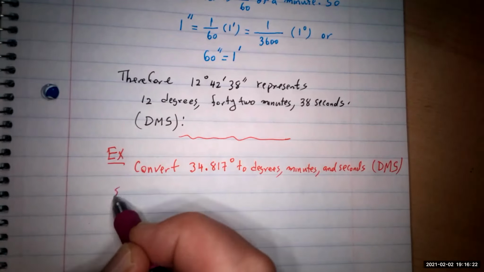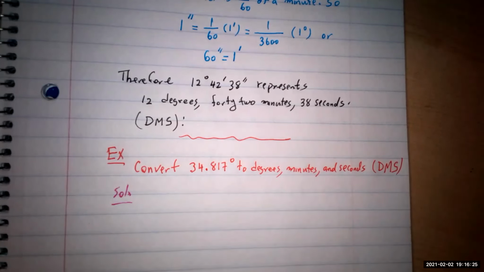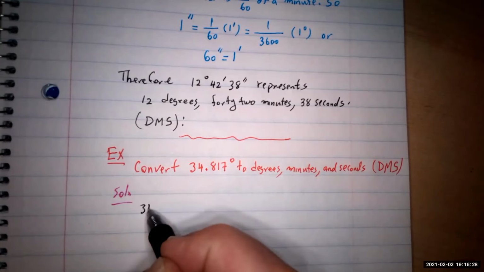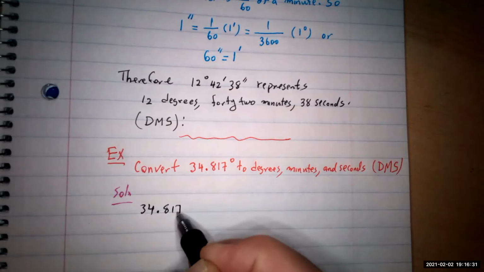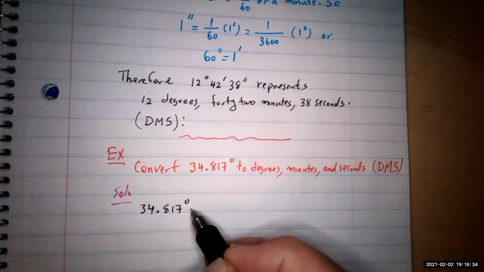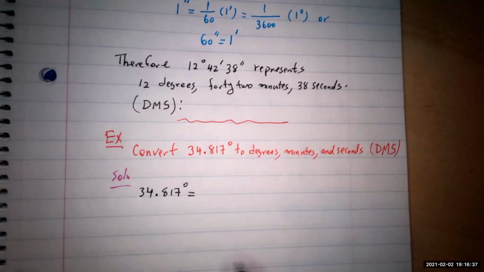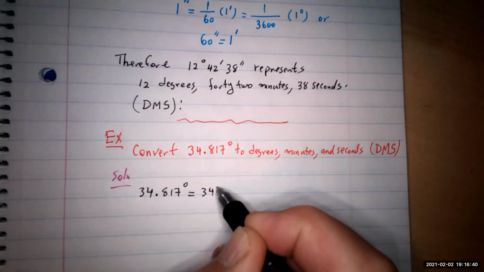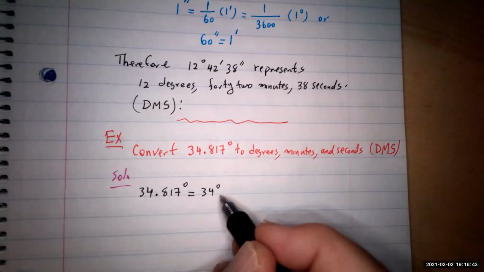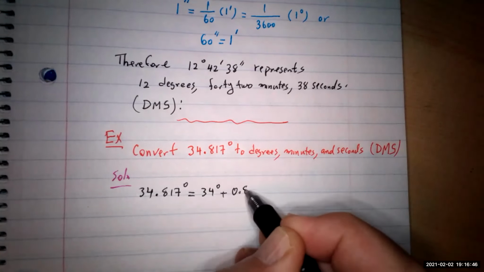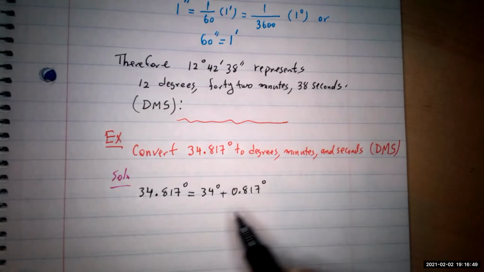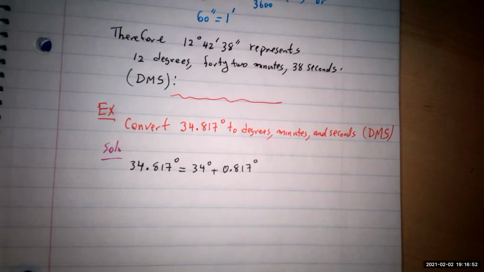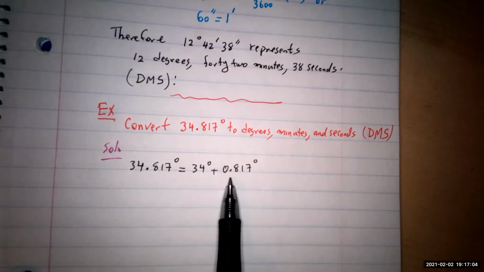Solution. Let's see. So break it first. This is 34.817 degrees. We break it into the whole number part and the decimal part: 34 degrees, that's the whole number part, plus 0.817 degrees. That's it. So we are going to focus on this part. We want to change this one into whole number parts, so this is going to be degrees.